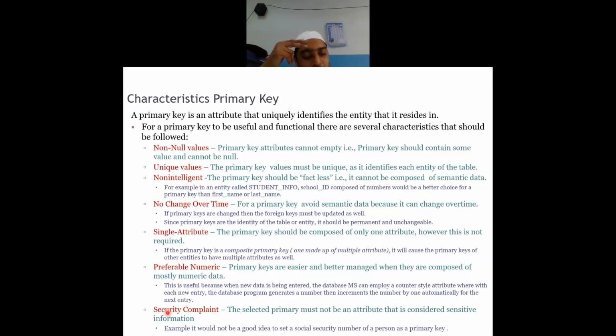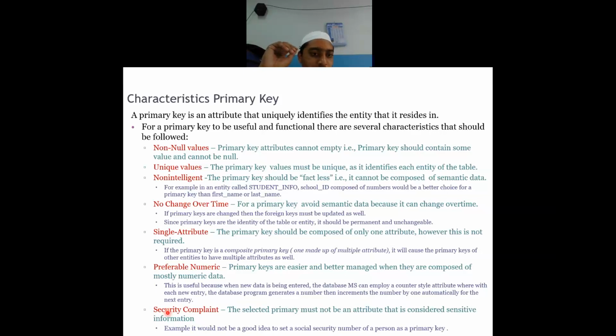No. So third one is it should be non-intelligent. Non-intelligent in the sense, as I said earlier, we were not using telephone number as a primary key because it was giving some intelligence, some factual part, to outsiders. It was revealing your security and privacy to the outsiders. That's why we did not have it.